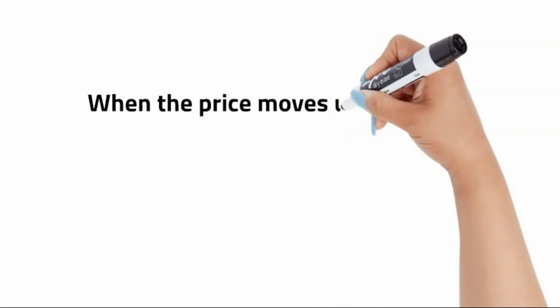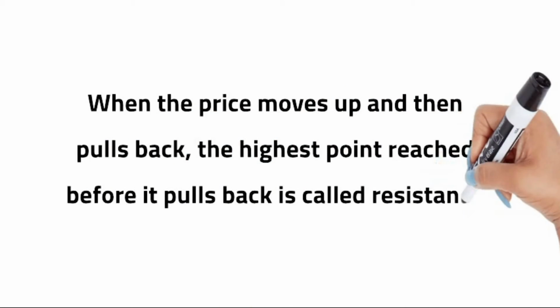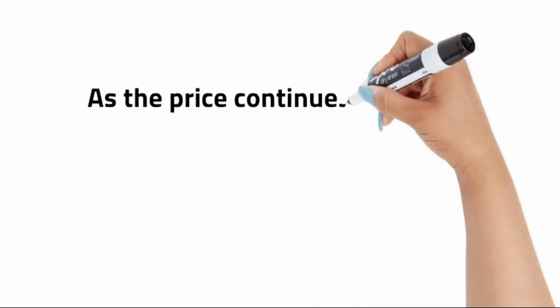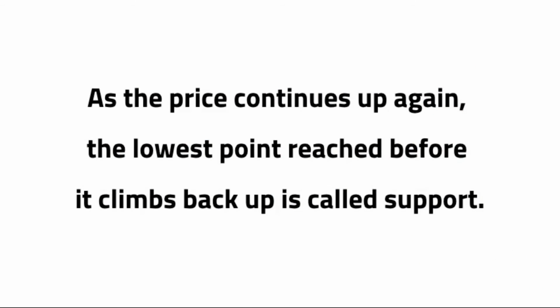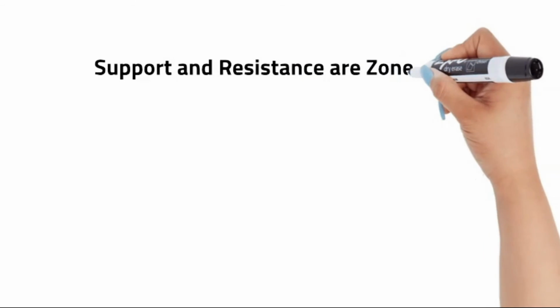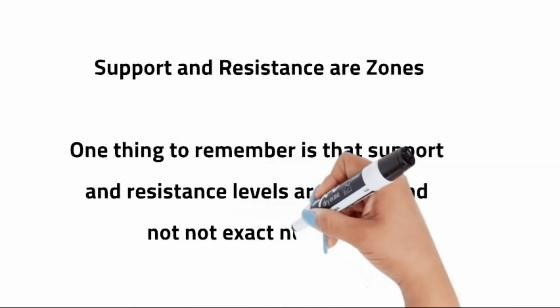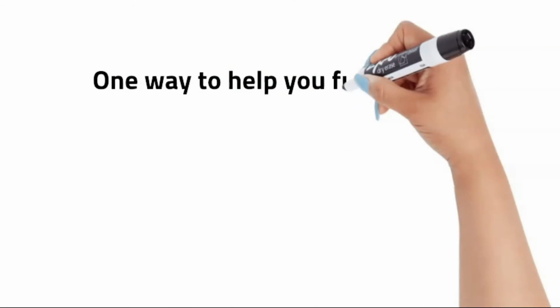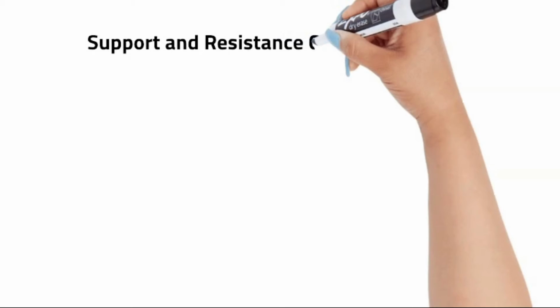When the price moves up and then pulls back, the highest point reached before it pulls back is called resistance. As the price continues up again, the lowest point reached before it climbs back up is called support. Support and resistance are zones. One thing to remember is that support and resistance levels are zones, and not exact numbers. One way to help you find these zones is to plot support and resistance on a chart. Support and resistance can reverse roles.